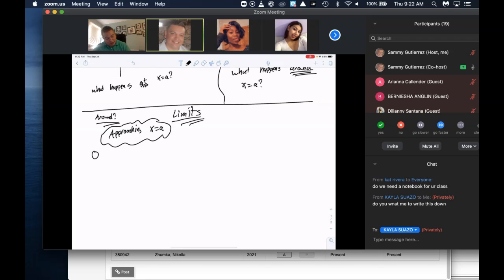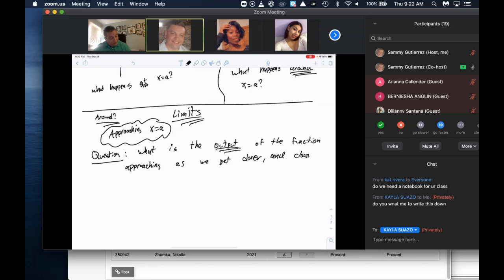So the question that we are really going to pose in these first few days is, what is the output of the function approaching as we get closer and closer to a specified value of x, but not equal? So we're never going to actually equal it. The purpose with limits is that we are approaching.